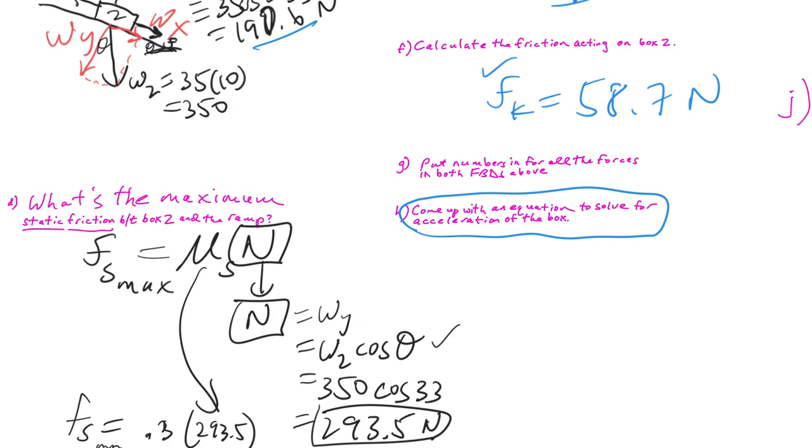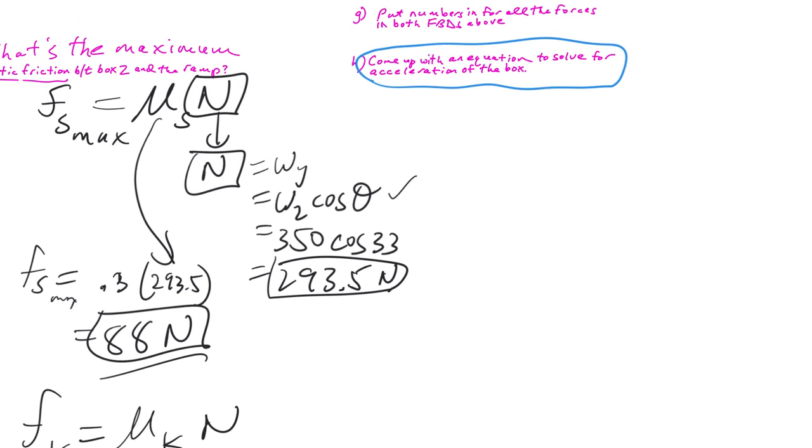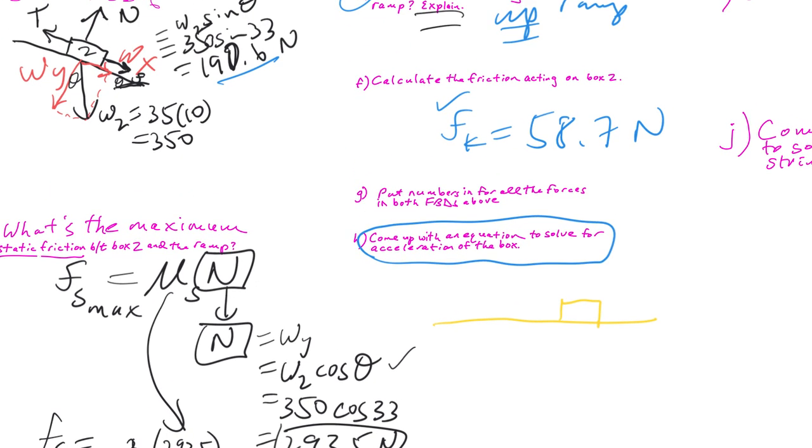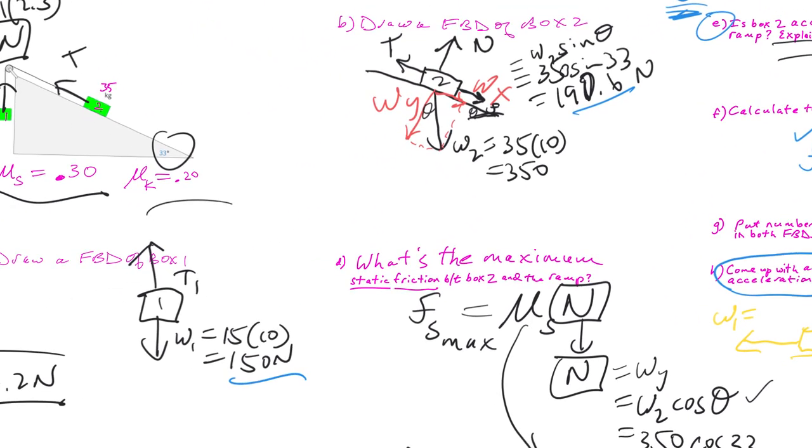Okay, so let's find the acceleration of the box. I'm going to straighten out this picture. So here's the box on the ramp. We got Wx equals 191. We got friction equals 59, I'm just going to round up. So this friction is 58.7. Okay, then we got tension. Those two tensions cancel out. Then we got the force of weight 1, which we did right here, and is 150.